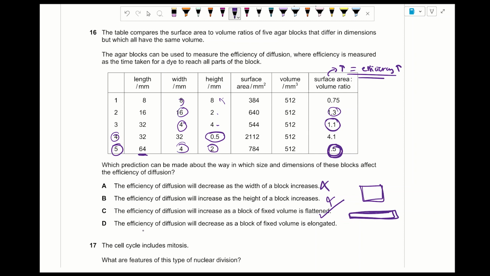Now for D, the efficiency of diffusion will decrease as a block of fixed volume is elongated. So elongated is the same as flattened. However, it will not decrease, it would actually increase, since there is a greater surface area to volume ratio when it is flattened. Therefore, the answer is going to be C.